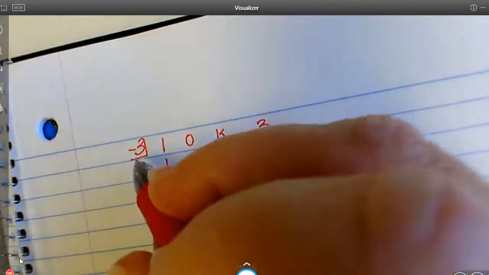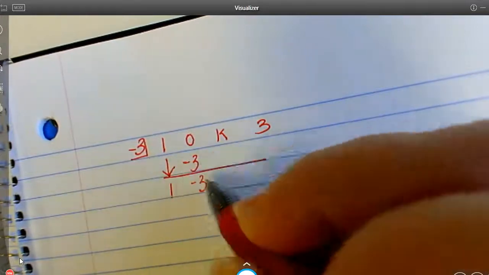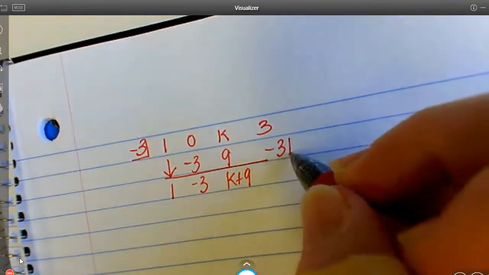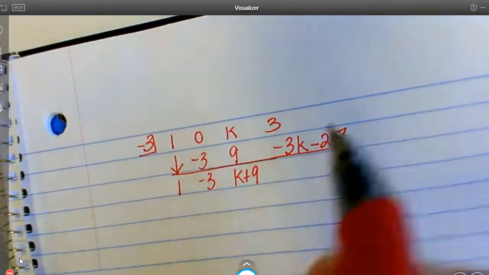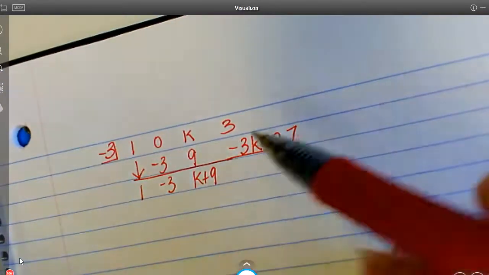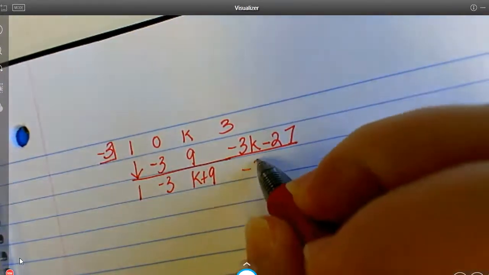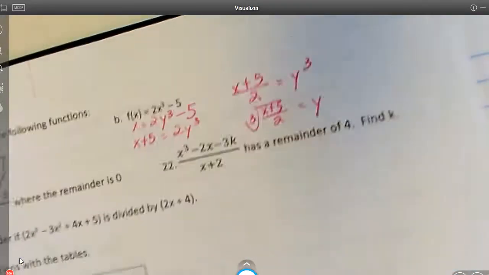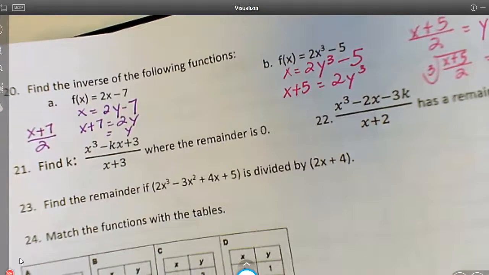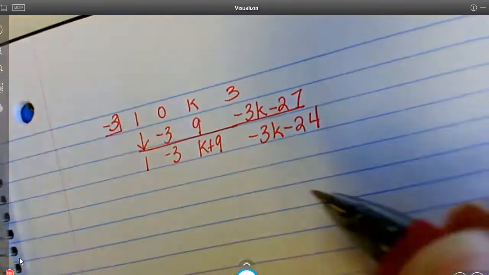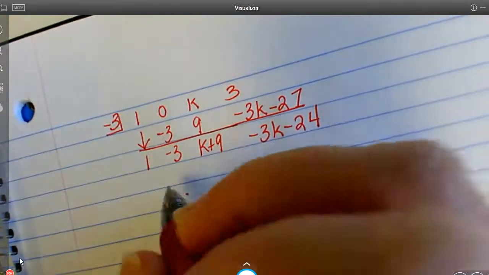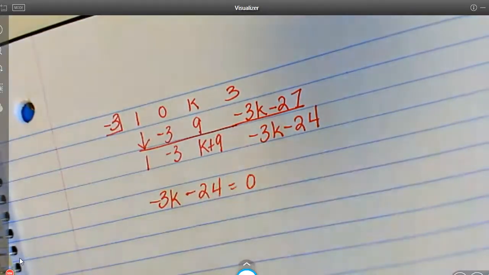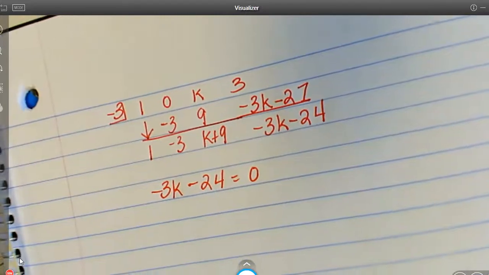Bring down the 1. Multiply and add. Multiply and add. Multiply. When you multiply, be careful and make sure you multiply -3 times both things. And then you add that, so you get -3k minus 24. Now they tell me in the problem that the remainder is 0, and we're looking for k. So when I find what I got for the remainder, I'm setting that equal to 0 because they told me the remainder is supposed to be 0.